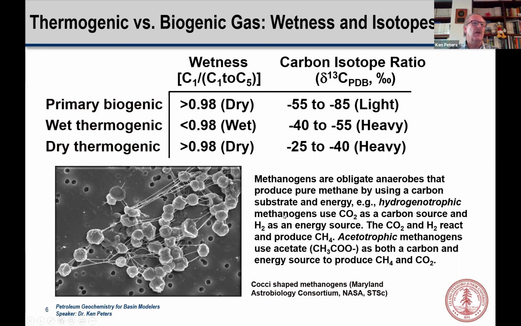Hydrogenotrophic methanogens use CO2 as the carbon source and hydrogen as an energy source. So the CO2 and H2 react to produce methane. Acetotrophic methanogens use acetate as a substrate. So here's the acetate anion, and they basically ferment this to produce methane and CO2. These two processes are conducted by different communities or consortia of methanogens, and sometimes other organisms, but generally the methanogens are the ones that make the methane.